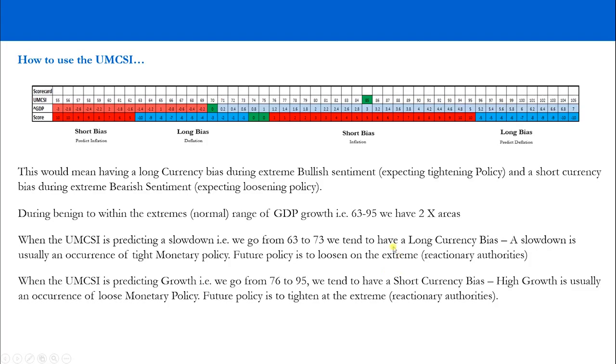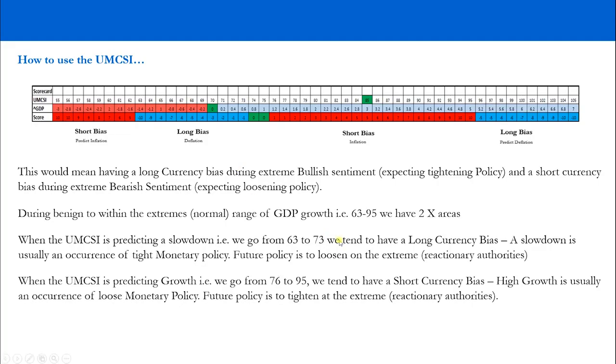So we tend to have a long currency bias when we start dropping below 73, around the 74 level on the UMCSI, because this is going to predict very slow GDP growth and even negative GDP growth. But when we get to the extremes, we have to be prepared to flip, because this is when central authorities are forced into doing things because they have to keep the economy going.